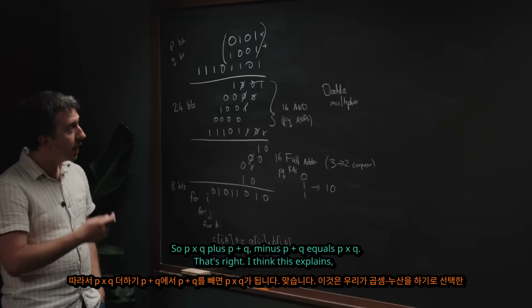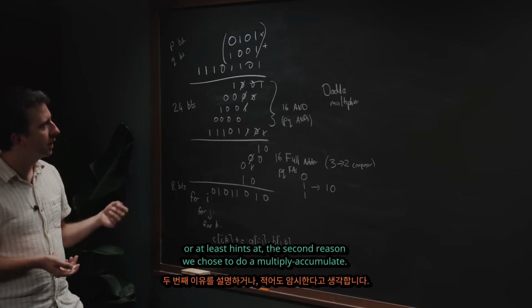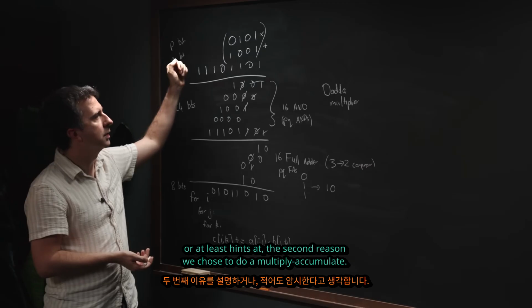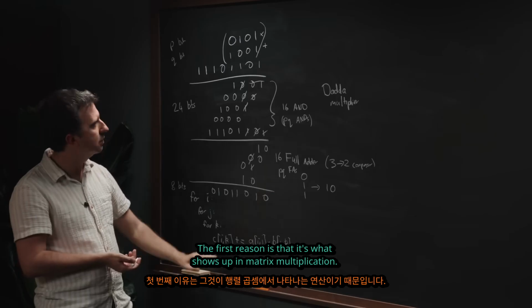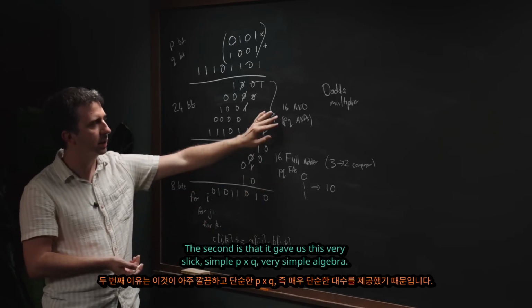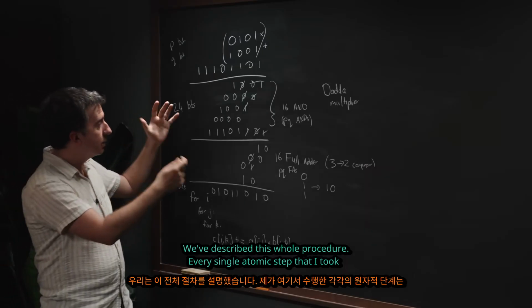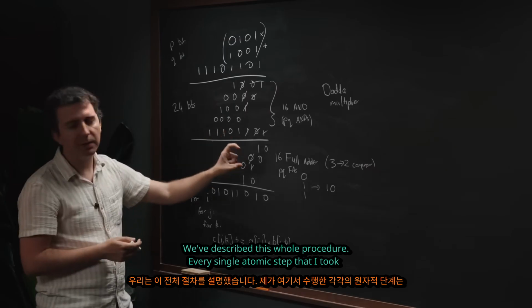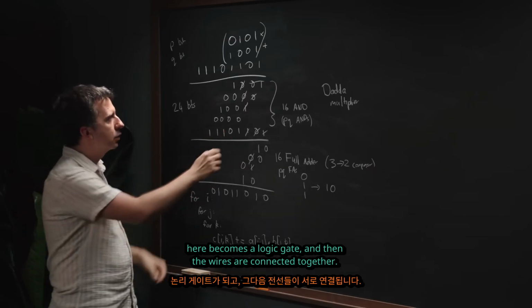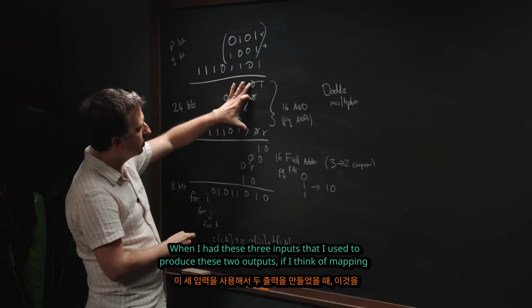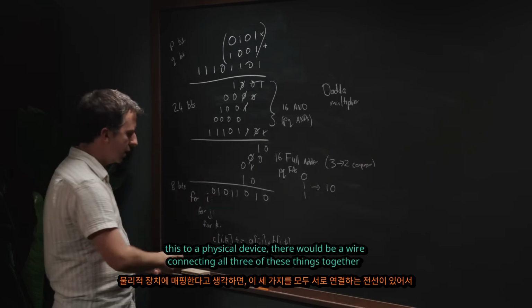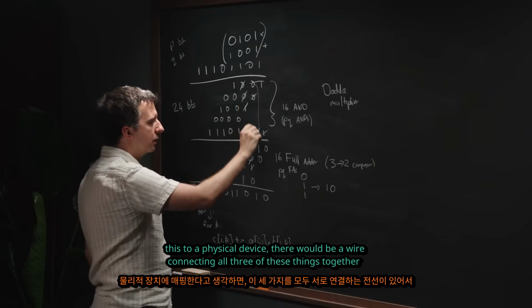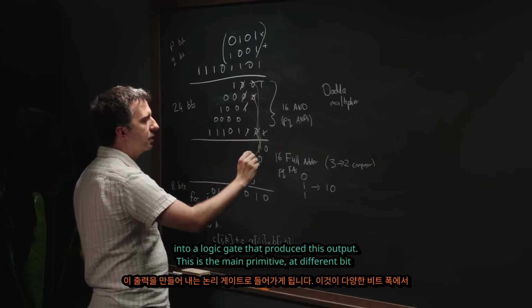That's right. So I think this explains, or at least hints at, the second reason why we chose to do a multiply accumulate. First reason being that's actually what shows up in matrix multiplication, but second reason being it gave us this very slick P times Q, very simple algebra. So we've described this whole procedure. Every single atomic step that I took here becomes a logic gate, and then the wires connected together. When I had these 3 inputs that I summed to produce these 2 outputs, if I think of mapping this to a physical device, there would be a wire connecting all 3 of these things together into a logic gate that produced this output.